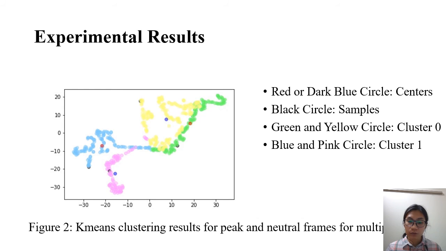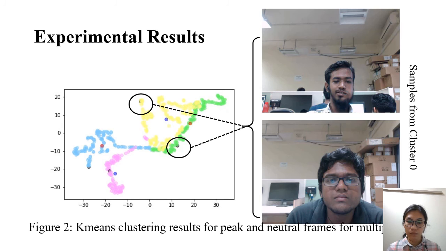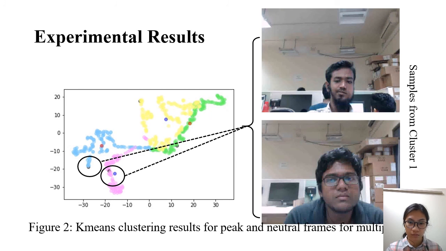This is the result for a different person. Red and dark blue circles represent the centers of each cluster, and black means samples. Green and yellow are for cluster 0, and blue and pink are for cluster 1. This is the visualization of the samples in cluster 0. This is for cluster 1.